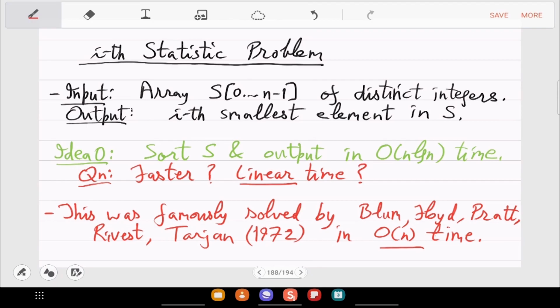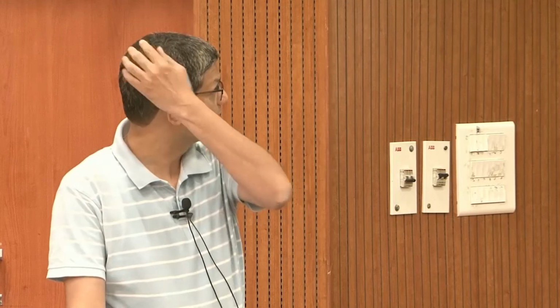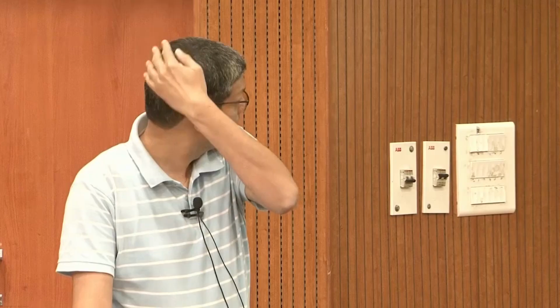So last time we started this problem of finding the ith smallest element in a given array of size n. You can immediately solve it by sorting, but we want to give a super clever linear time algorithm. It's an incredible demand. So our subroutine will be called select(S, i), where S is the n-size array and i is the ith statistic that you want.